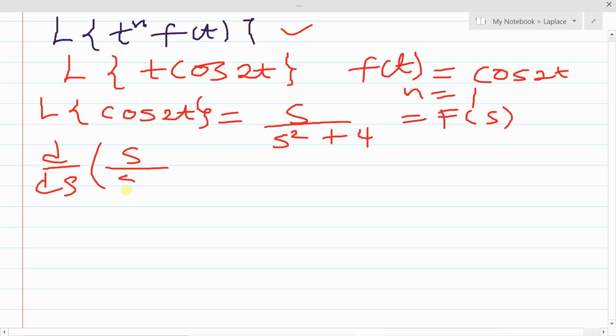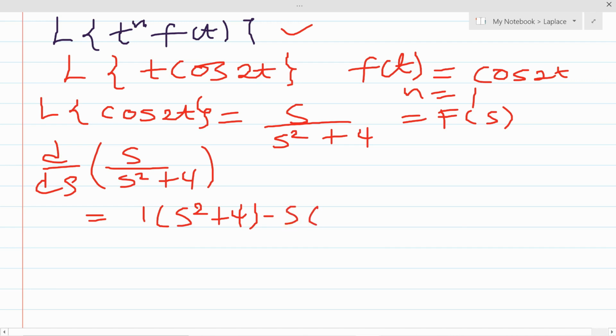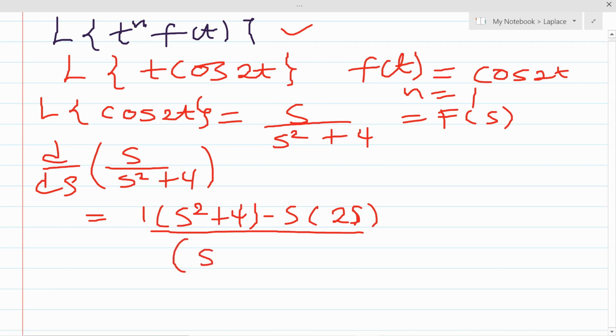s over s squared plus 4, will be equal to what? Using the quotient rule, you first differentiate the top one and you get 1, then multiply by the denominator, that is s squared plus 4, then minus the top one times the derivative of the denominator, which is 2s. And that will all be over s squared plus 4 all squared.